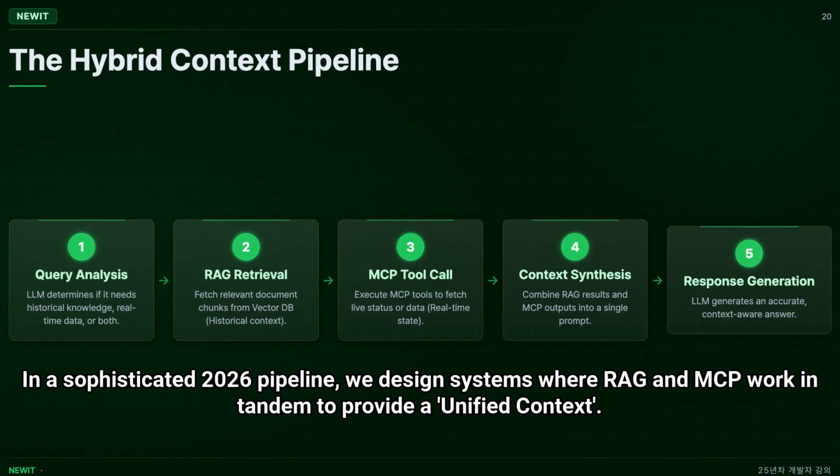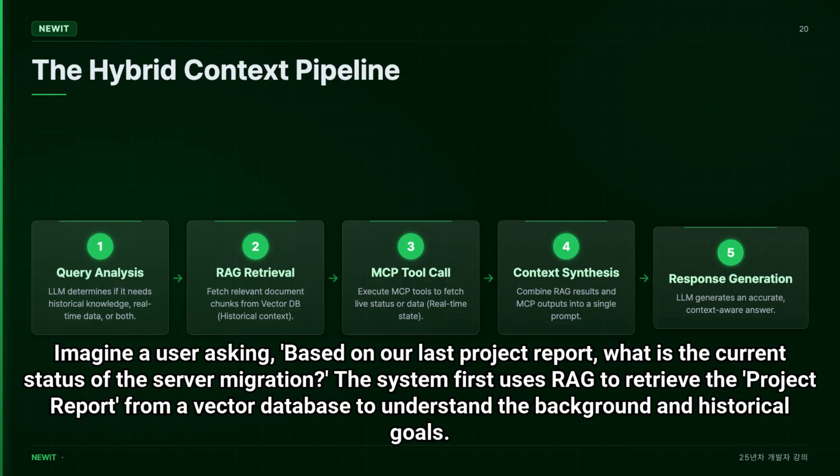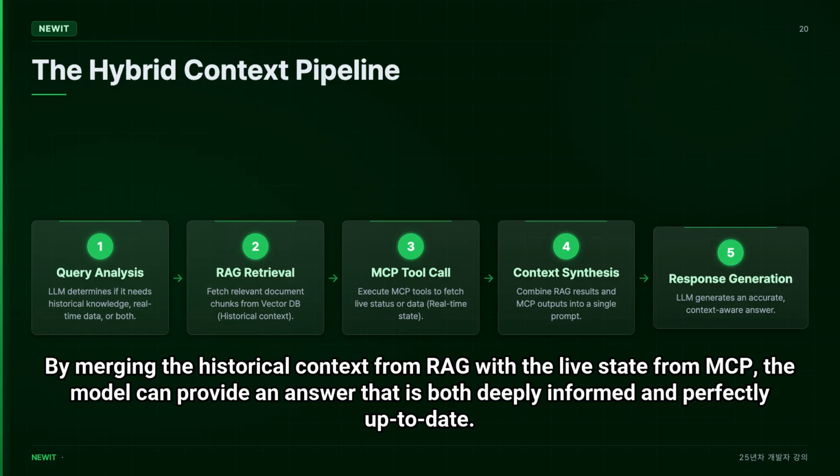In a sophisticated 2026 pipeline, we design systems where RAG and MCP work in tandem to provide a unified context. Imagine a user asking, "Based on our last project report, what is the current status of the server migration?" The system first uses RAG to retrieve the project report from a vector database to understand the background and historical goals. Simultaneously, the LLM uses an MCP server to query the live Jira API or a local Git repository to get the current status of the migration tasks. By merging the historical context from RAG with the live state from MCP, the model can provide an answer that is both deeply informed and perfectly up-to-date.